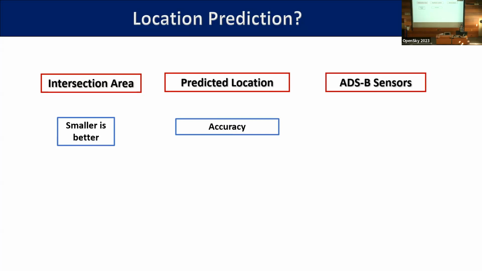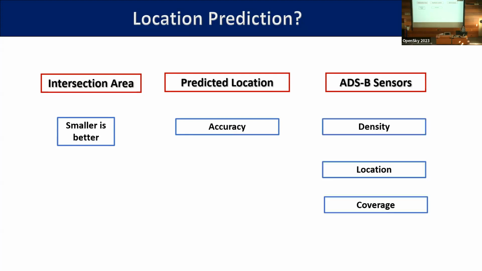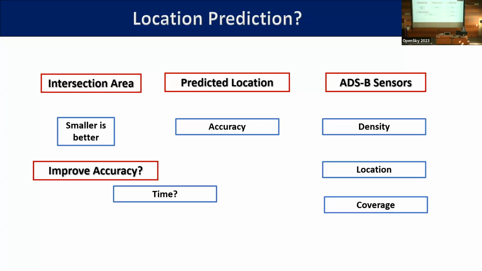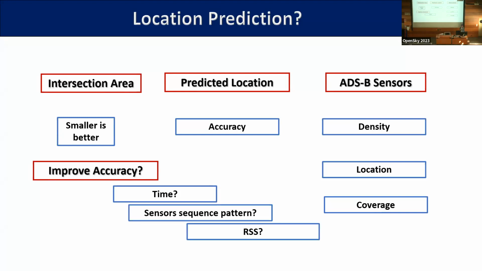Plus, how this prediction accuracy depends on the ADS-B sensors. We observed that the density, location, and coverage of the on-ground sensors affect the accuracy of the prediction of the location of ADS-B messages. So how could we improve the accuracy? By involving the time, the sequence pattern, and the received signal strength. We have to think about different parameters to involve in the prediction method to make the accuracy of prediction much higher, and then use this prediction to detect if there is an attack.